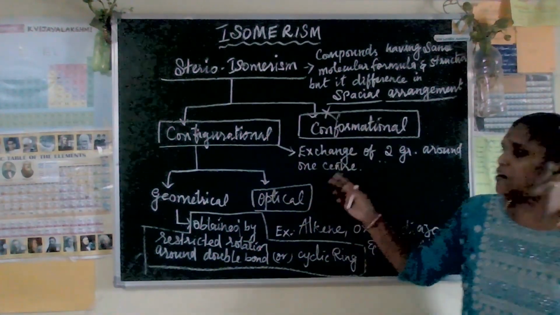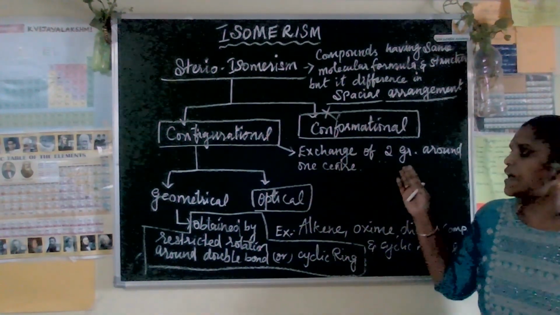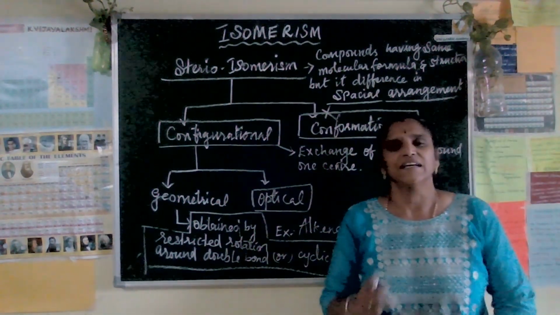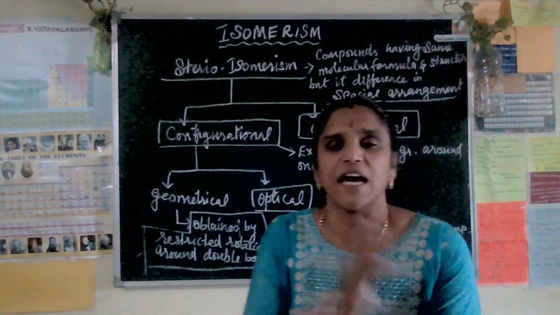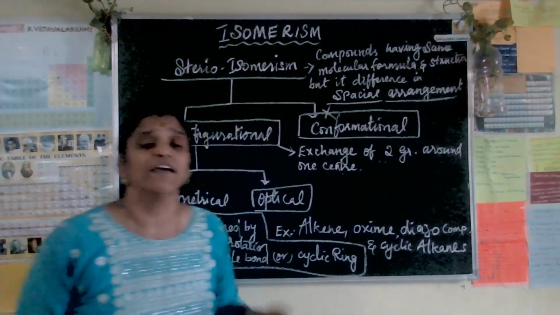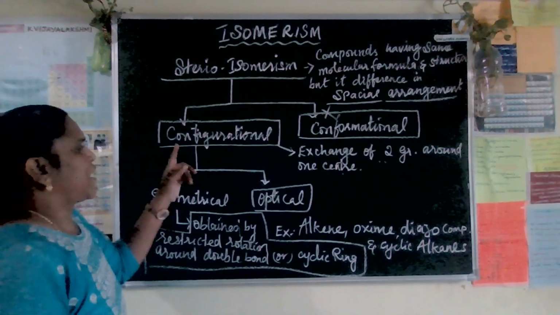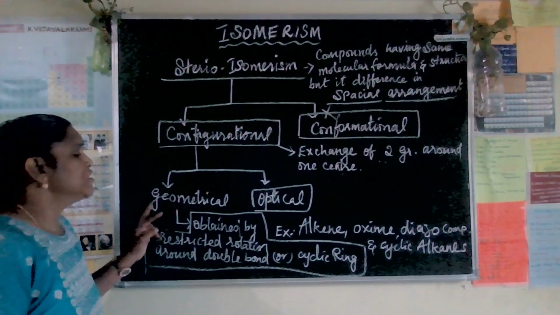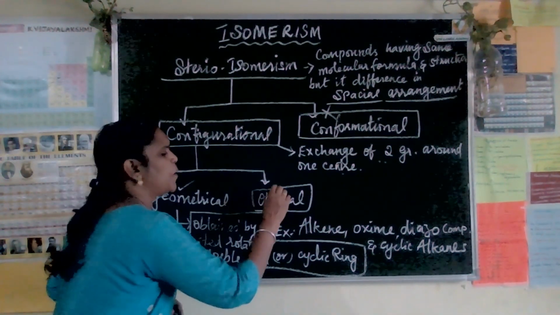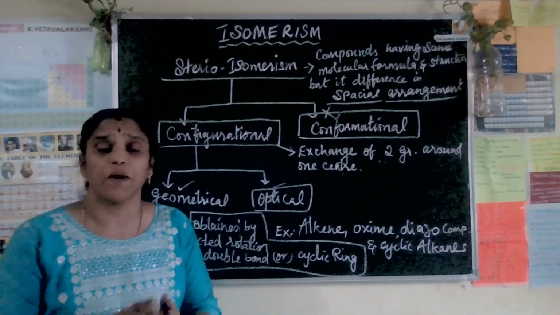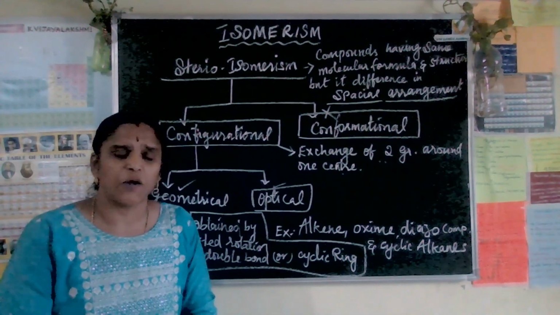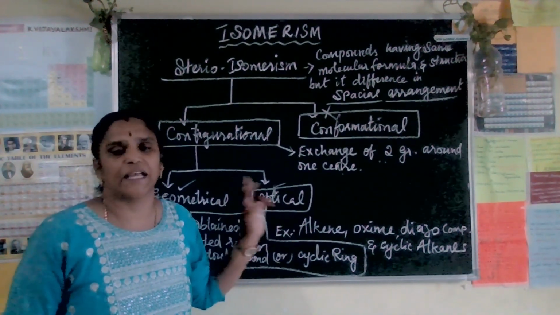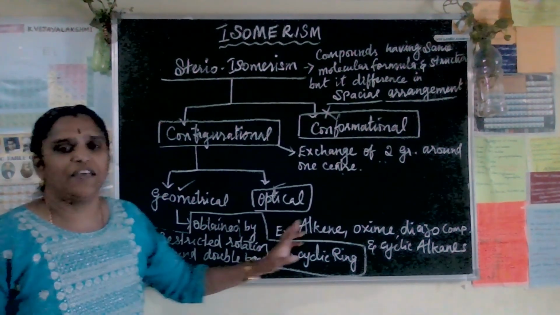What do you mean by configurational isomers? Exchange of two groups around one center. That is called configurational isomers. Configurational isomers are divided into two groups, geometrical isomers and optical isomers, which are very important. There are many questions from geometrical isomers as well as optical isomers, and in that only we are going to see.